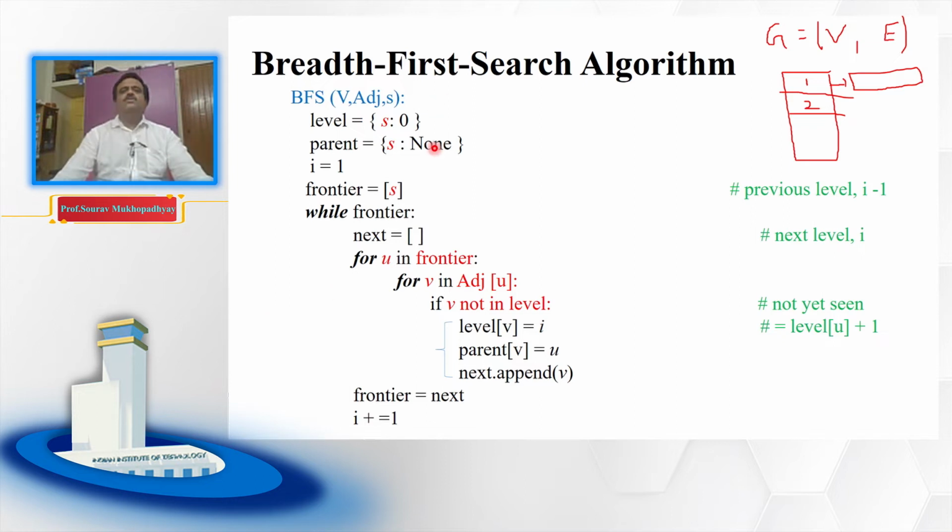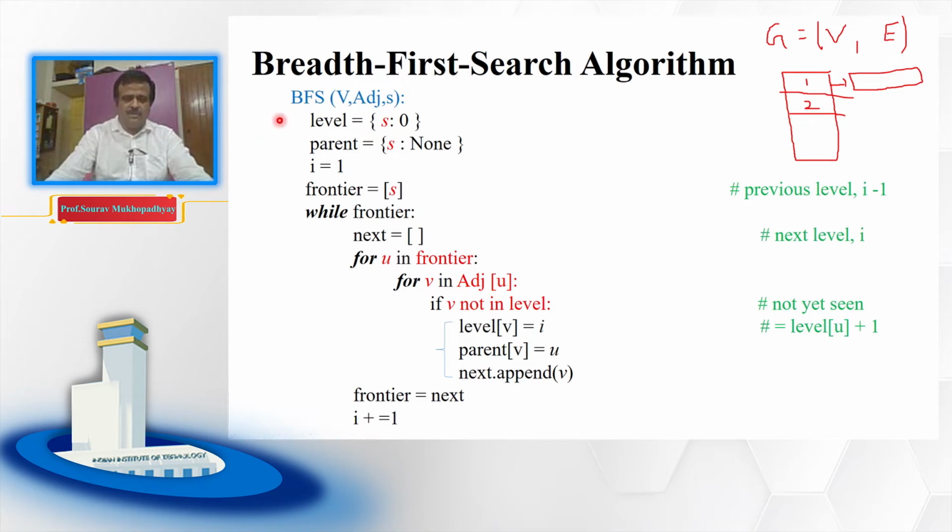Okay. Now, what to do? And we have another input which is called the starting vertex. We have given a starting vertex to start the search. I mean start to explore this graph. So, we put the level of that vertex to be 0, and the parent of that vertex is null, because that is the starting vertex. So, first vertex to start. So, parent is null.